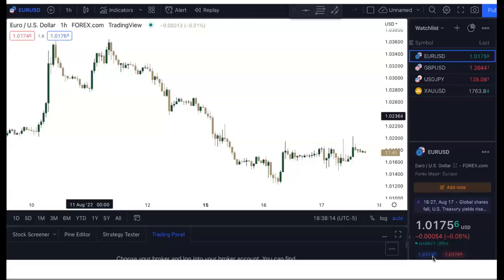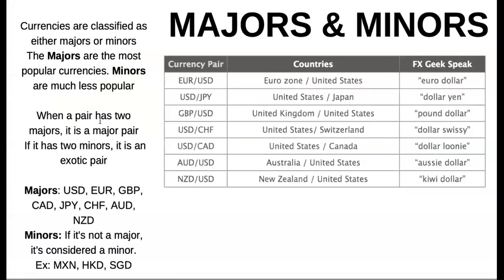So the bid and ask price are important, but it's not something that you have to spend a whole lot of time on. You just want to make sure that the spread is not that big between those two prices in order to maximize your profits. So now that we've gotten that out of the way, let's talk about the majors and the minors.